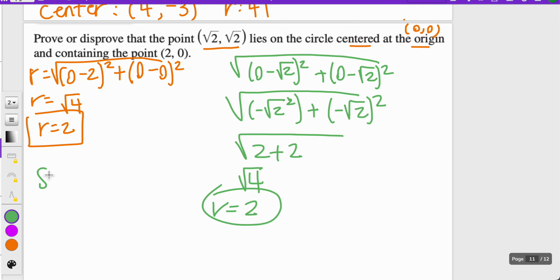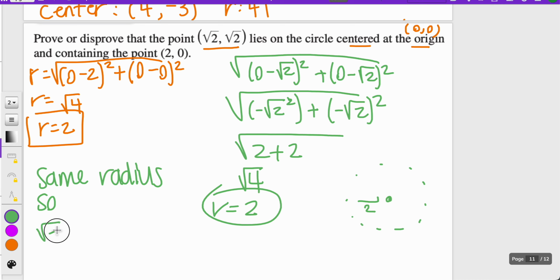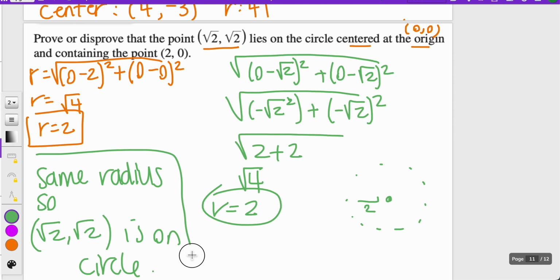So we have the same radius from one point. So like we know it's centered at the origin. Does square root 2 lie on the circle? Yes, because everywhere we go around the origin, we should have that same radius of 2, right? So same radius. So square root 2 is on the circle. Okay, hopefully that helps you. You're essentially just comparing your circle center, which is the origin at this point, and then seeing if those 2 points in question give you the same radius.